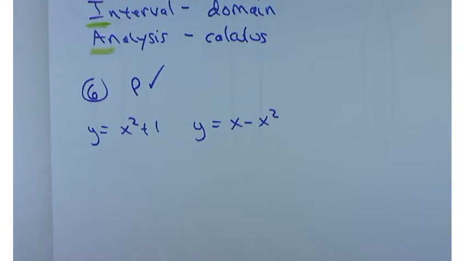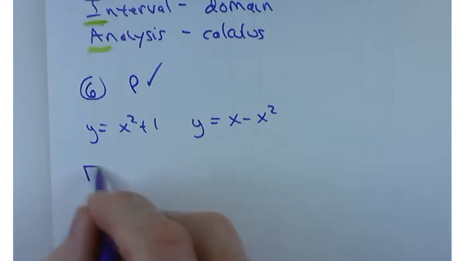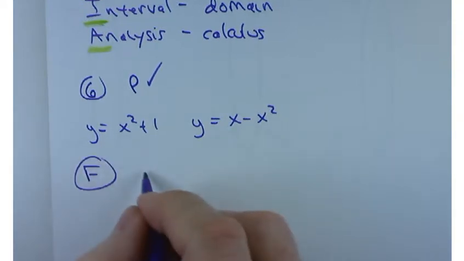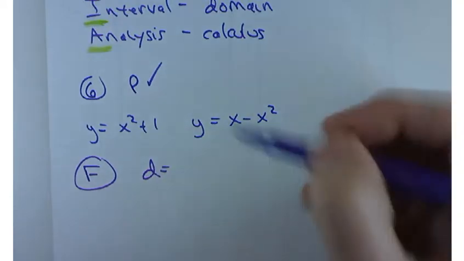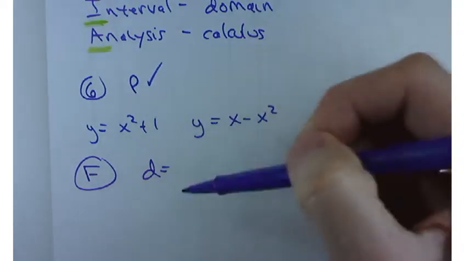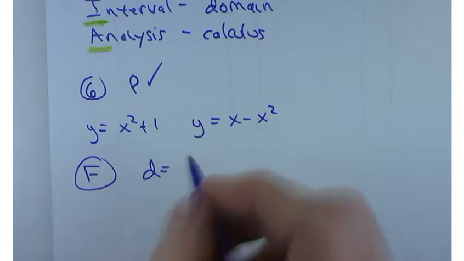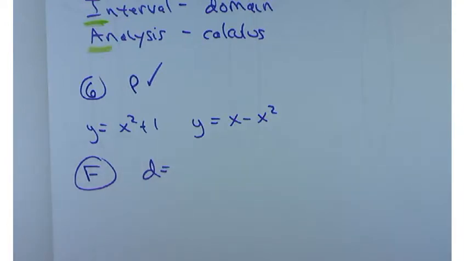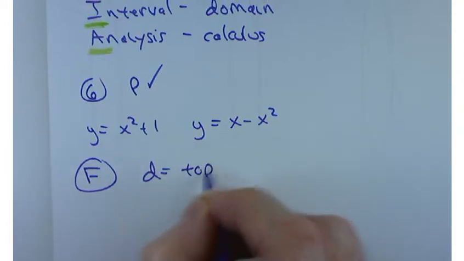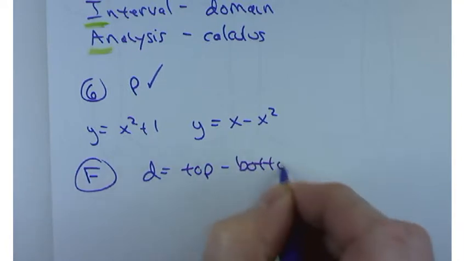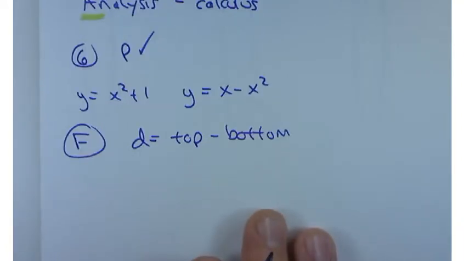Now how are you going to calculate the distance between two things like that? Well, this is our f part. So that distance is really going to be the top function minus the bottom function, right? It's just going to be the difference in the y coordinates. So let's just give it a nice top minus bottom. That's going to be the distance between those two. So you're just going to subtract the y coordinates.